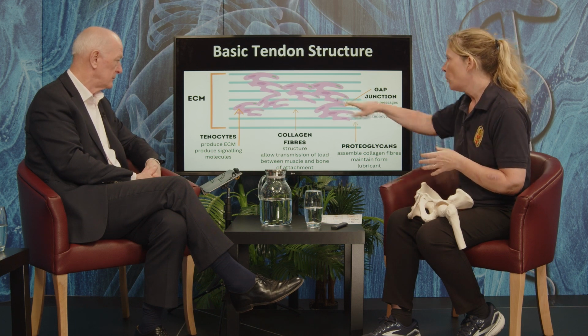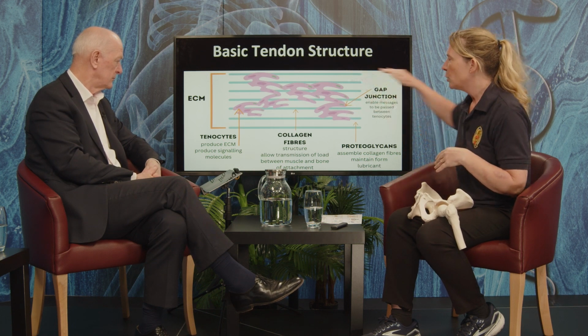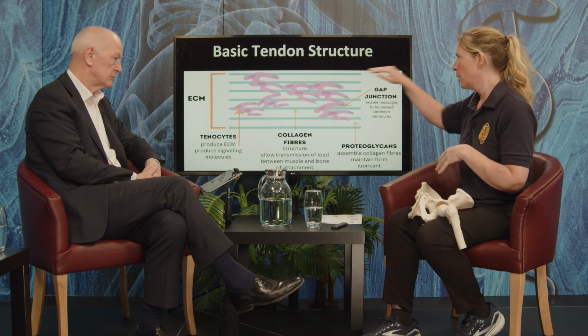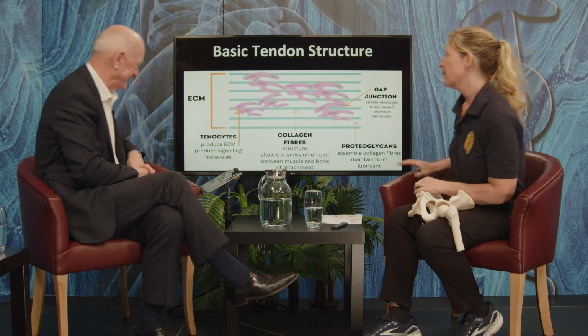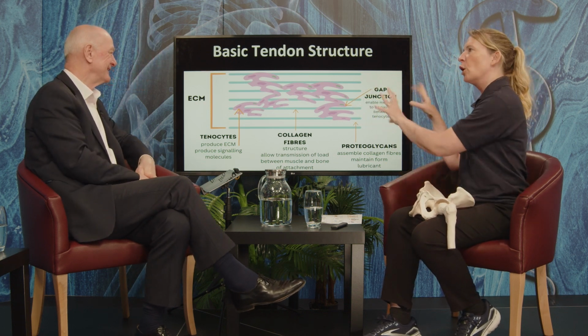Right. We've also got the collagen fibers. The fibers run longitudinally. And they're all blue, and the tenocytes are all pink. It's a very pastel coloured tendon, isn't it?